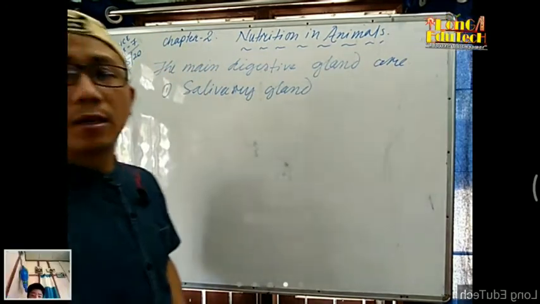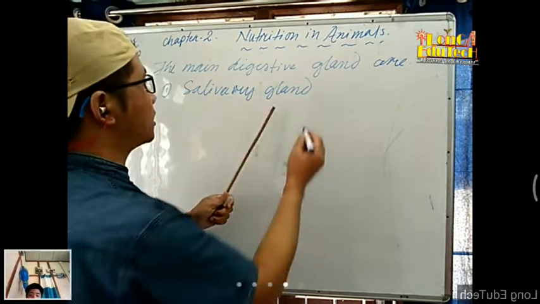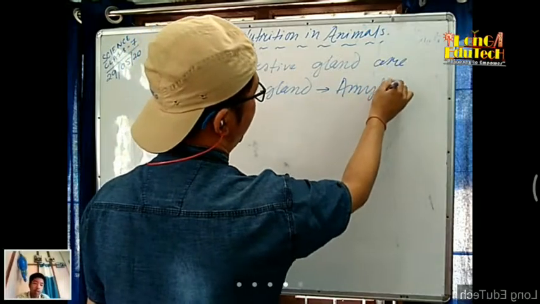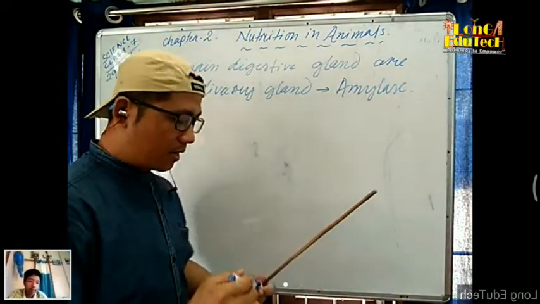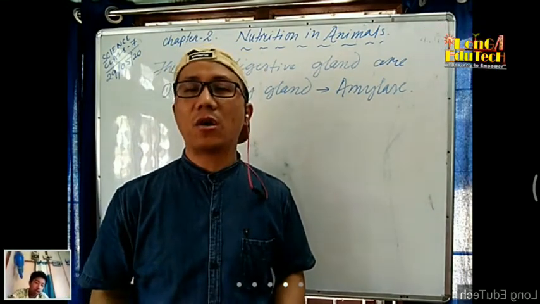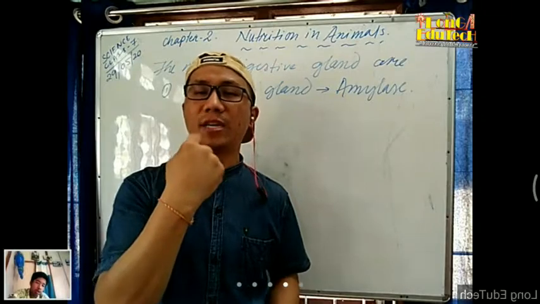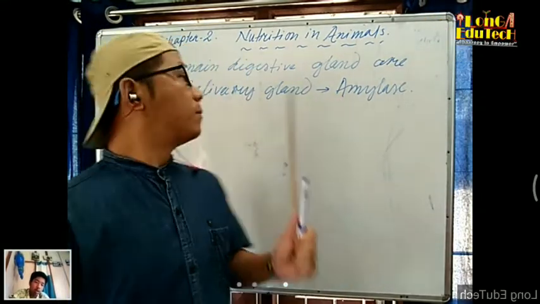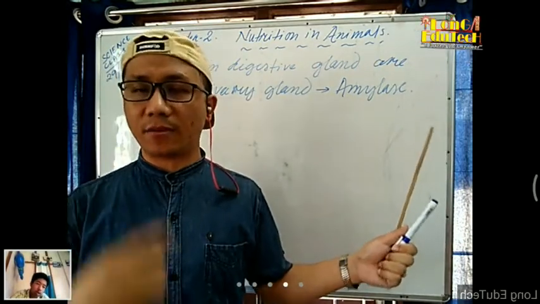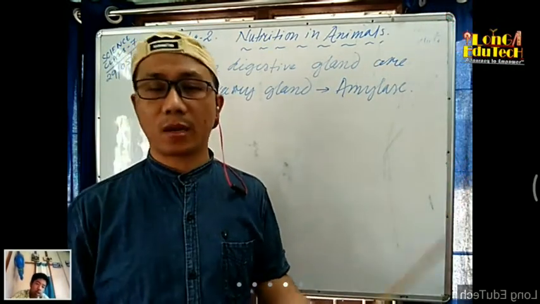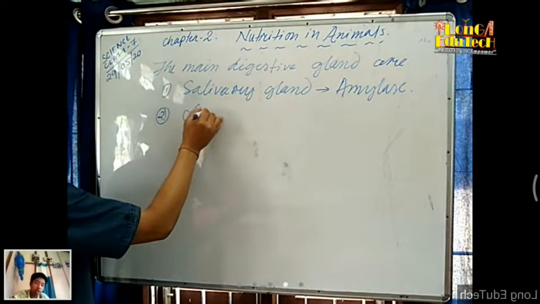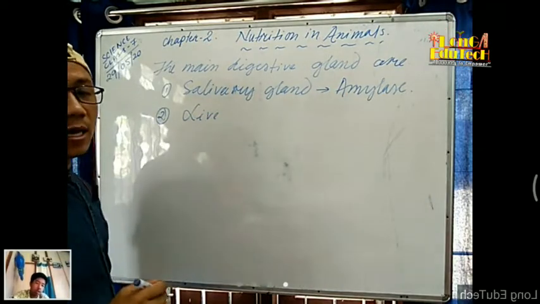Okay, so what does the salivary gland produce? It produces amylase. This amylase is a digestive juice, which is produced even in the mouth itself. Saliva contains amylase. This is an enzyme which helps in digestion. And the second one is the liver.